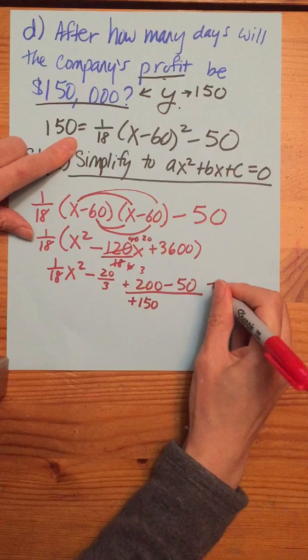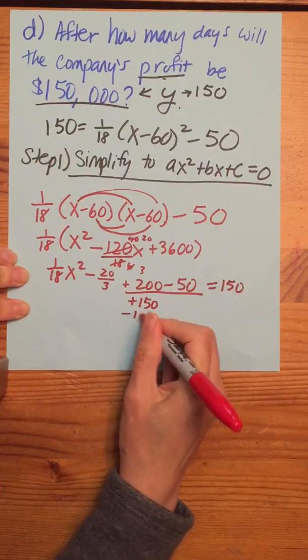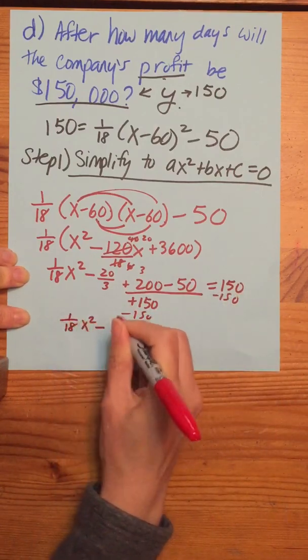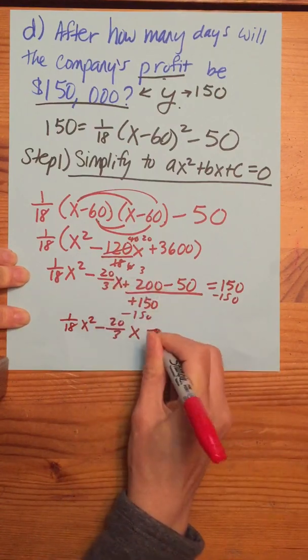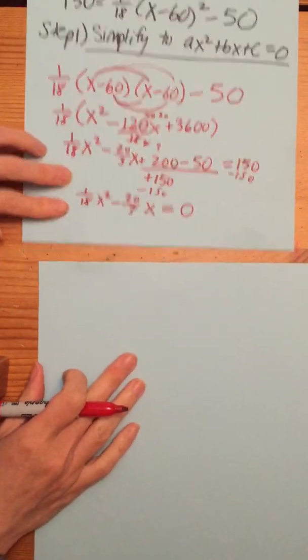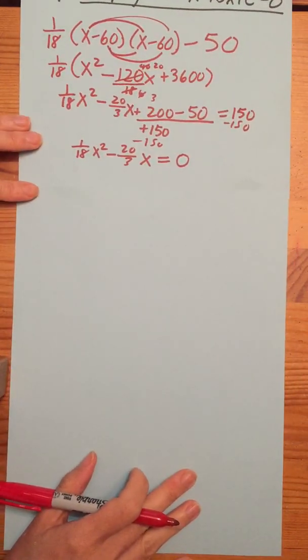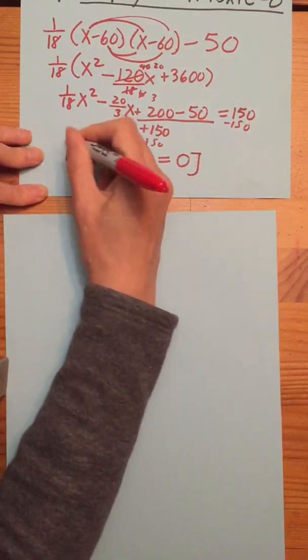And don't forget that this whole equation equals 150. I need this to equal 0, so I'm going to subtract 150 from both sides. It's going to be 1/18 X squared minus 20 over 3 X, there should have been an X there, equals 0. Now I'm going to get rid of the fractions, because it would be a pain to plug 1/18 into the quadratic formula, although I could do it. So I'm going to multiply everything by 18 to get rid of these denominators.